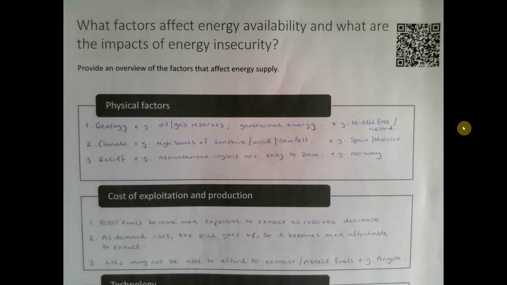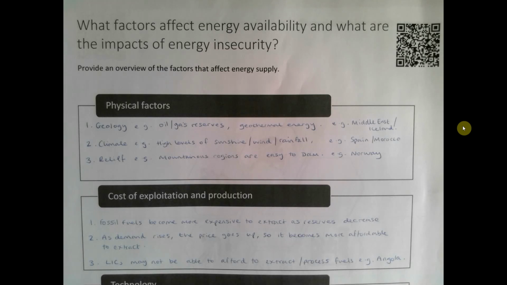Climate can influence the availability of energy on a number of levels, maybe the amount of sunshine if we're thinking about solar energy. So places like Morocco or Spain would be a good example of places that benefit from being very sunny and therefore able to harness solar energy. But even the availability of wind, if we're thinking about wind farms, or rainfall, if we're thinking about hydroelectricity, those other factors can also come into play.